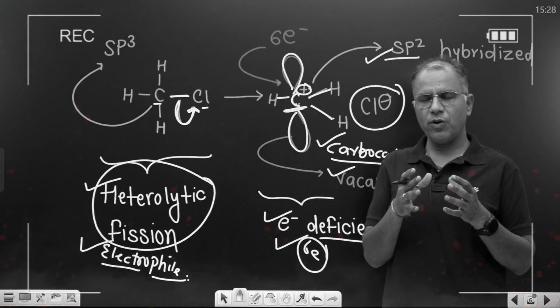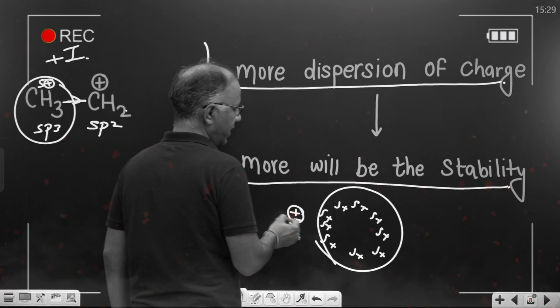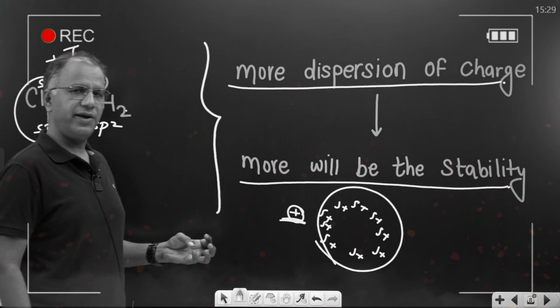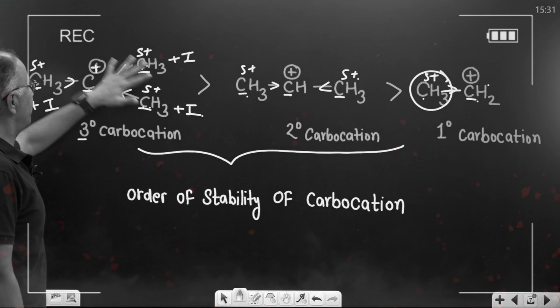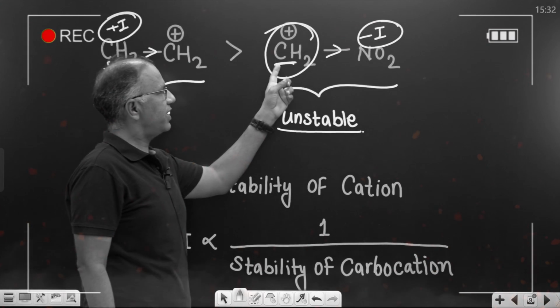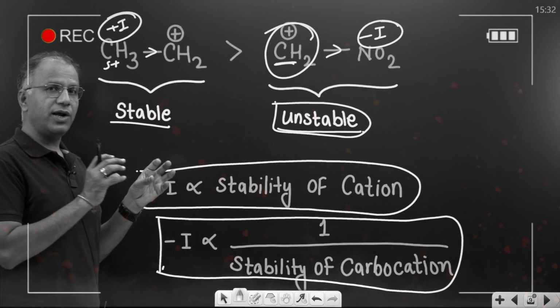If he divides the property equally between carbon and chlorine, then it is known as homolytic fission. The more the concentration of charge, the more easily it will react with negative charge. In the carbocation, there is more dispersion of charge. The first one has more dispersion of charge. Minus I effect decreases the stability of cation, meaning the carbocation and plus I must be nearer to each other.